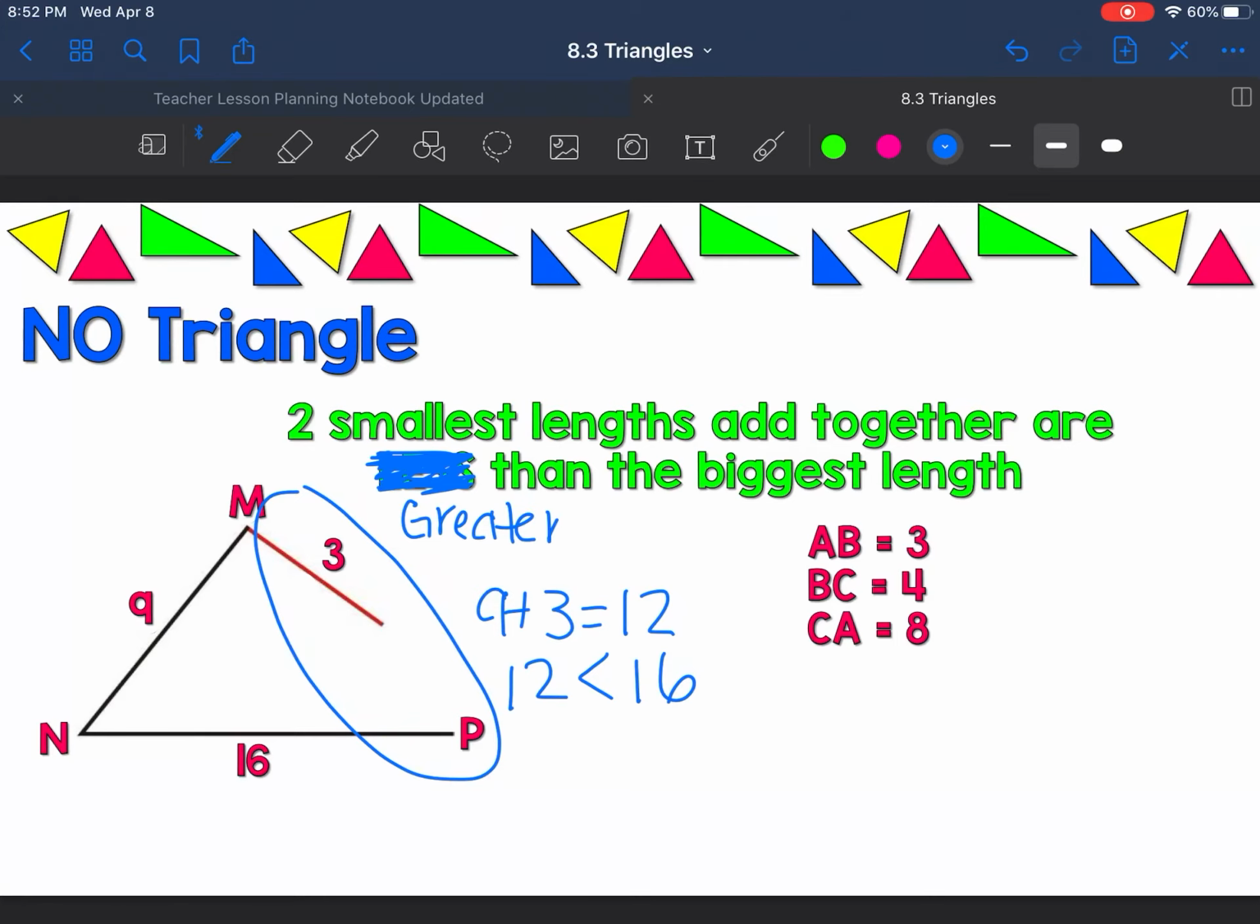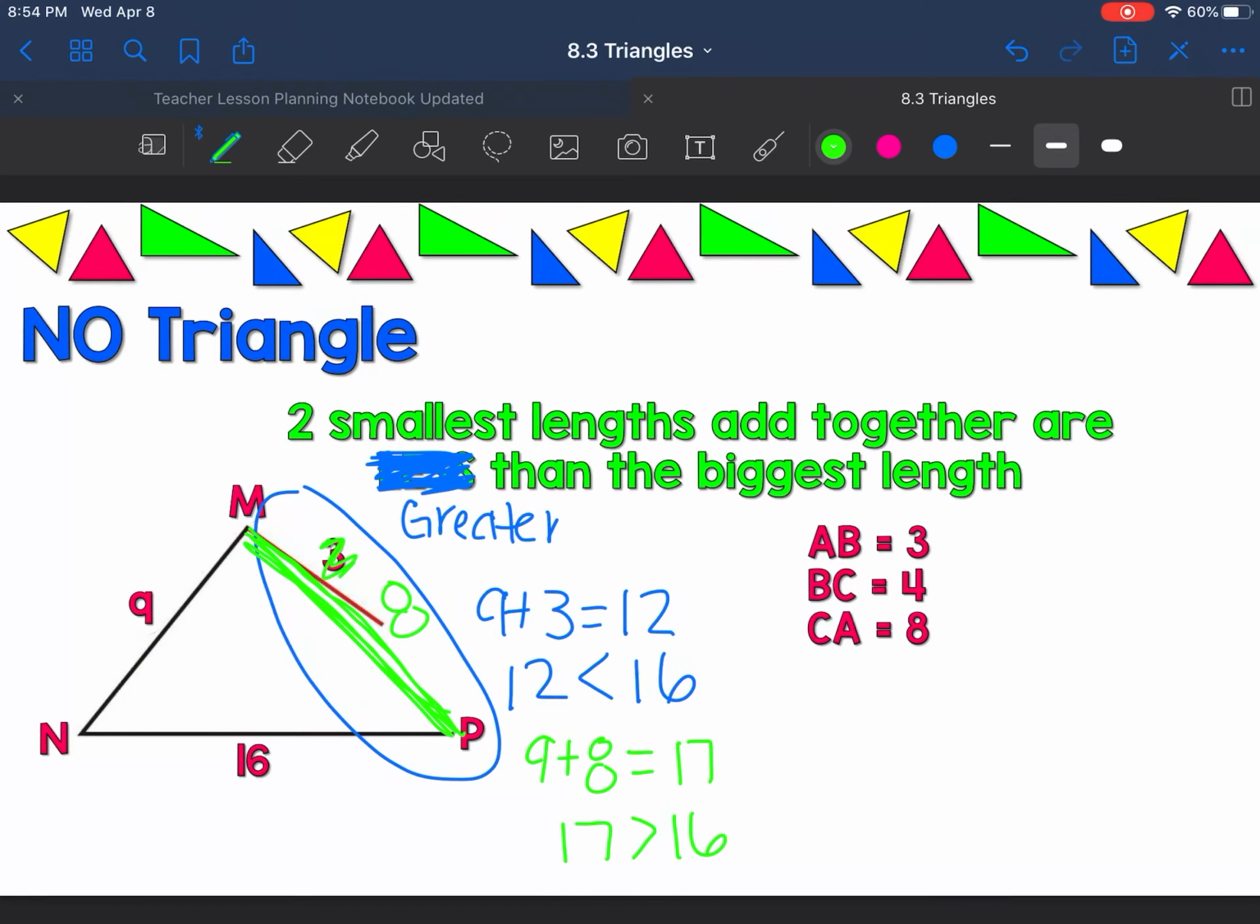What about 7? Oh, no, not 7, because 7 plus 9 gives me 16. It can't be equal to it. What about 8? What if I now draw another line and I say it's not 3, it's actually 8? So I'm going to do 9 plus 8. What's 9 plus 8? 17. Well, is 17 smaller or bigger than 16? It's bigger. So that means that this triangle will connect.